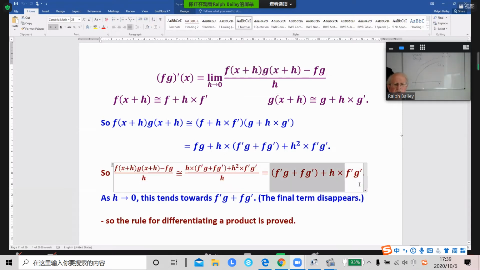So I'm not going to talk you all the way through that. That's something I hope you can do yourself with pencil and paper. So that's what we get using the small increment approximation.